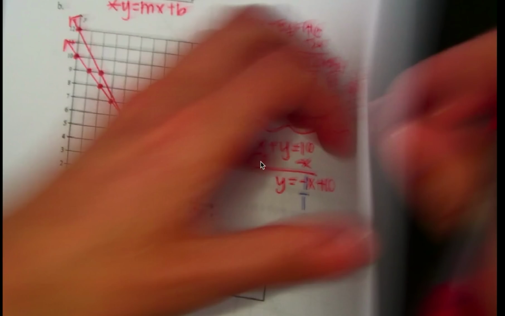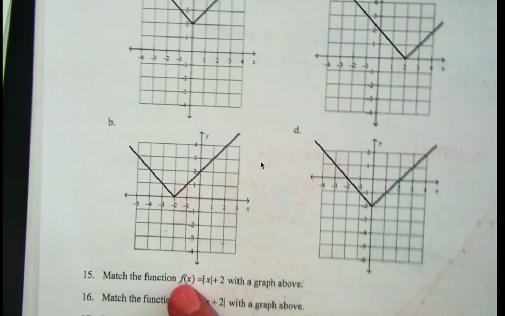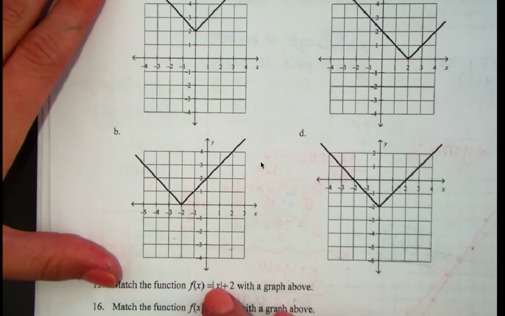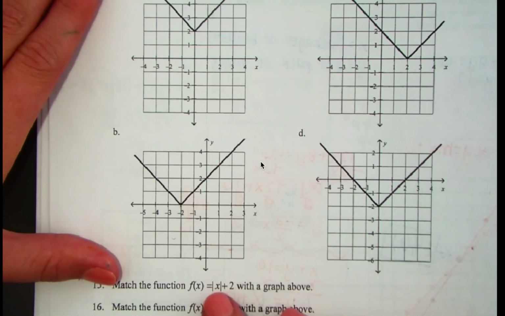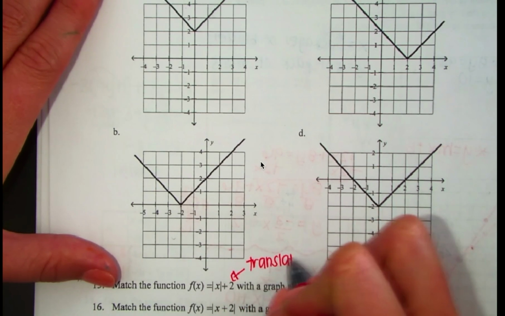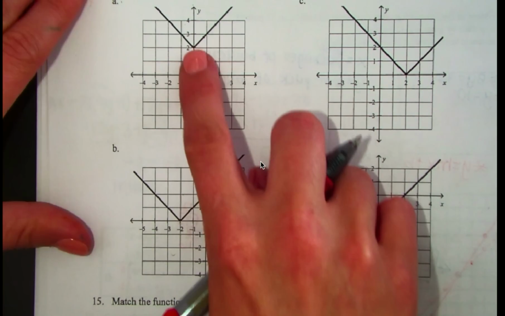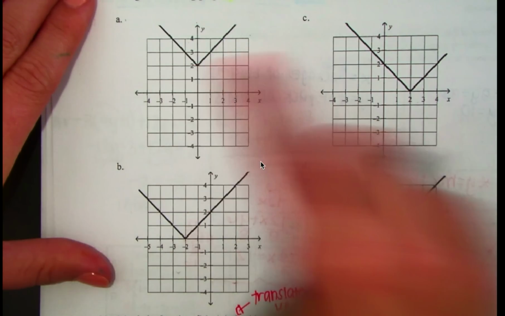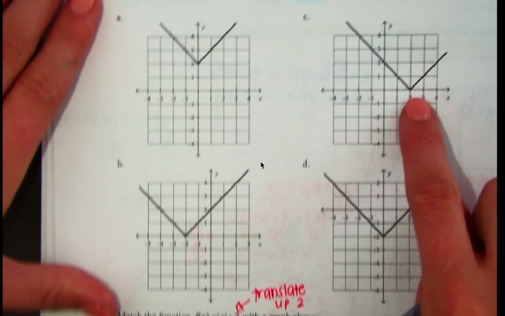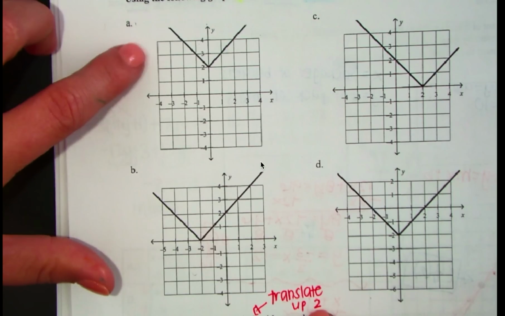All right, 15, 16, and 17 go together. So we're going to use these graphs. Number 15 says we want to match the function f of x equals absolute value of x plus 2 with one of these graphs. So our function here with plus 2, we remember we're going to translate the parent function up 2. So when you look at these graphs, the parent function on part A is up 2. This one is translated right 2, this one is down 2, and this one is left 2. So we're translating up 2. Our answer is A.